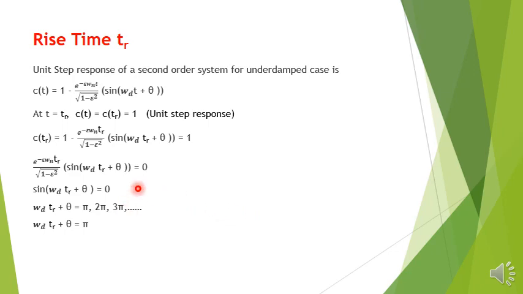According to the rise time definition, it is the time taken by the response to reach 100% of the final value at the first instant. In this case, the sine becomes 0 at the very first instant when the argument is equal to pi. So I will consider only the pi value. So omega d tr plus theta equals pi. Rise time tr is equal to pi minus theta divided by omega d, where theta equals tan inverse of root of 1 minus zeta square by zeta. So this is the expression for rise time.